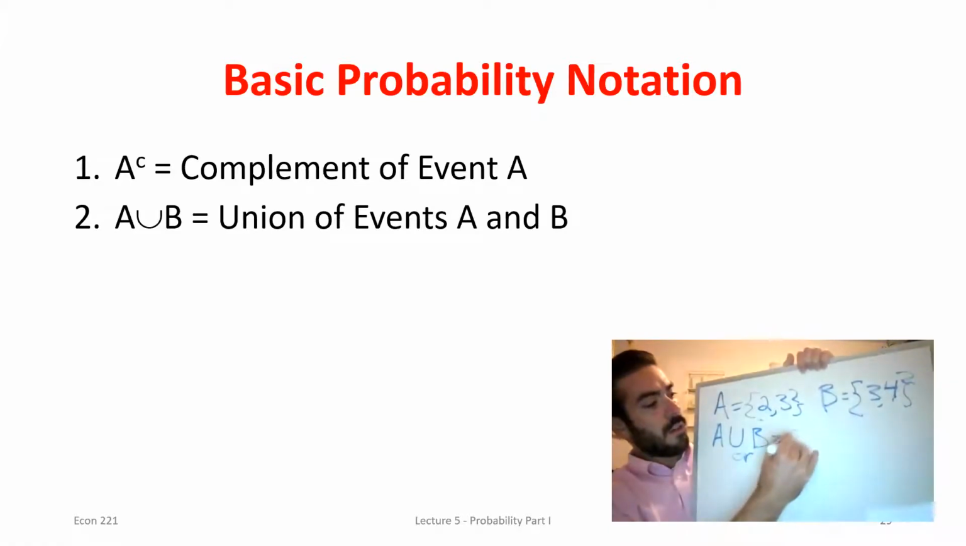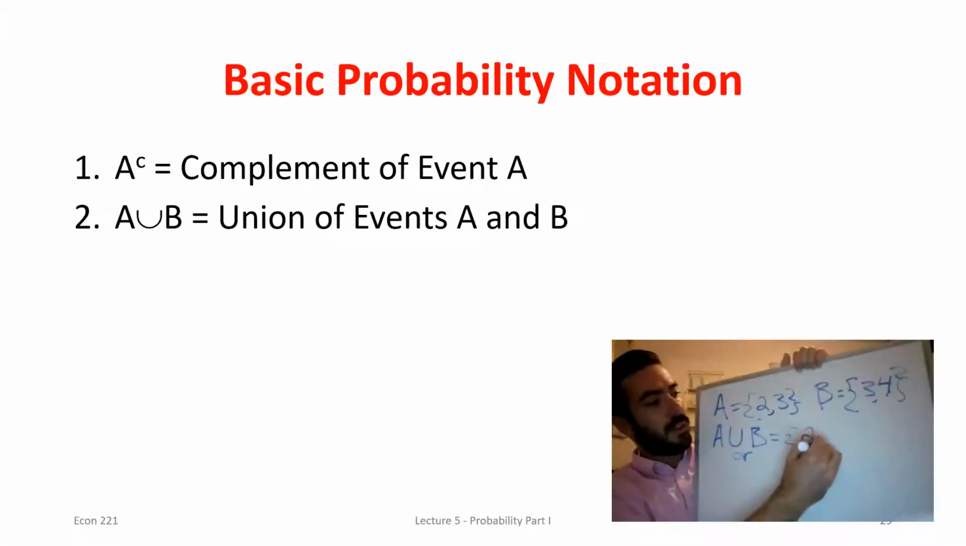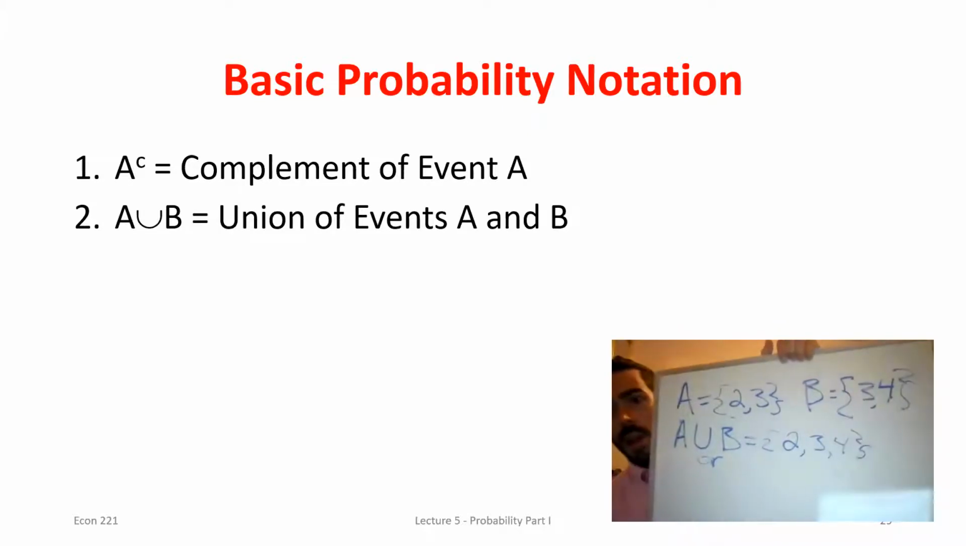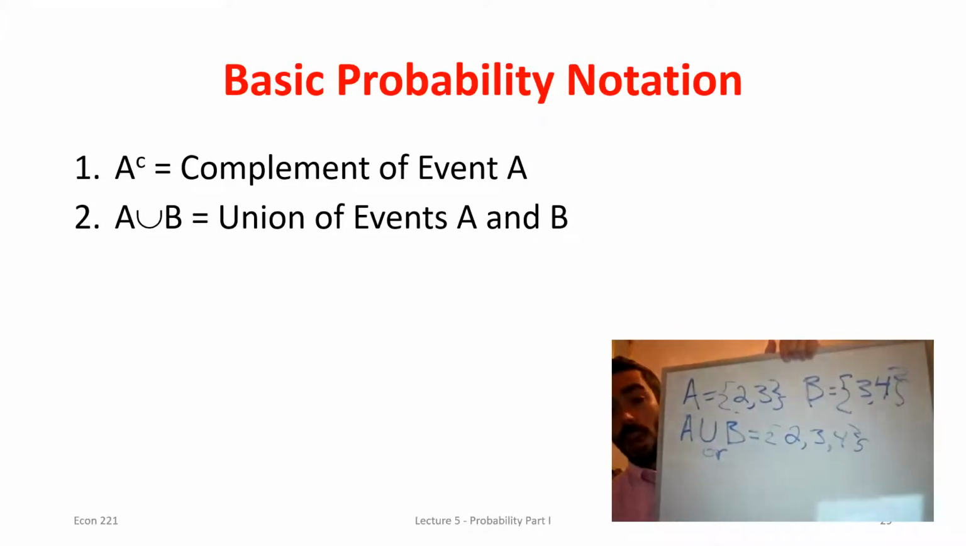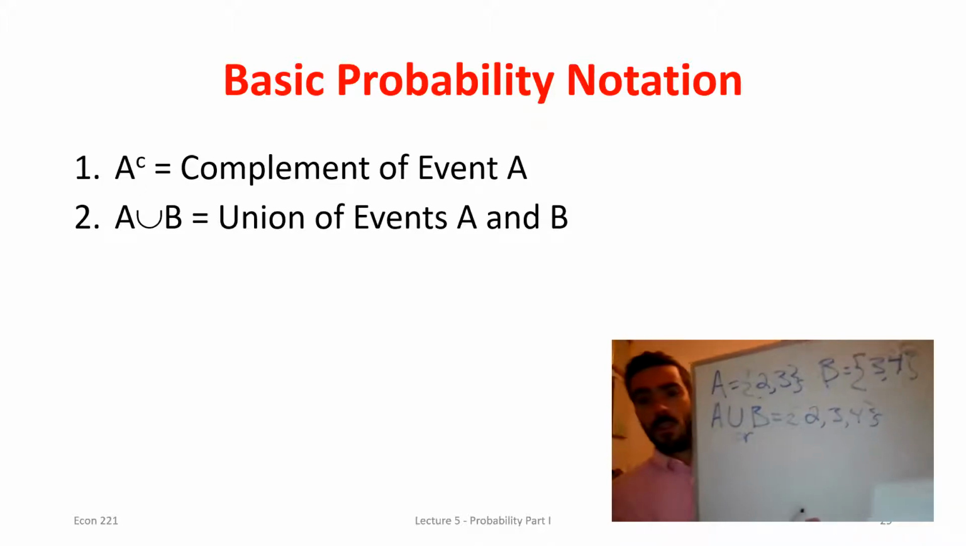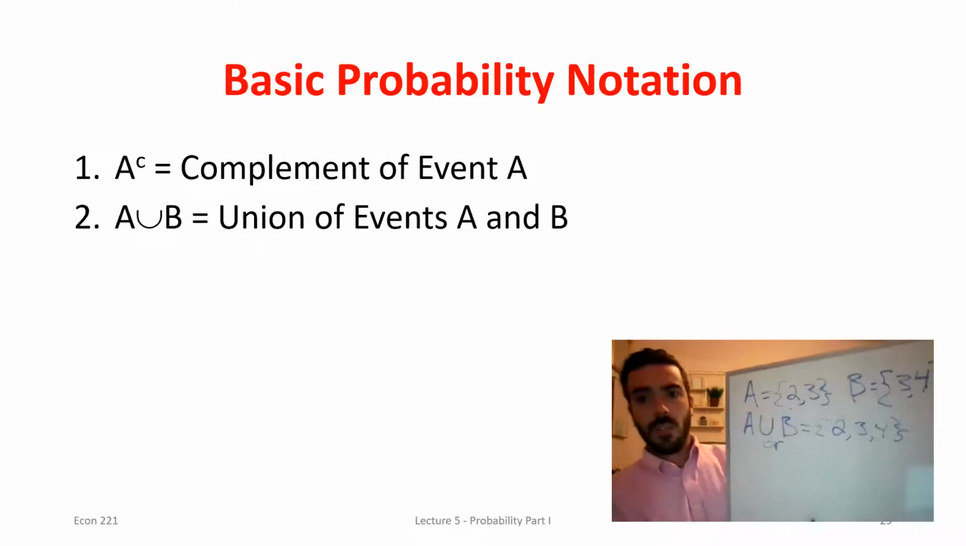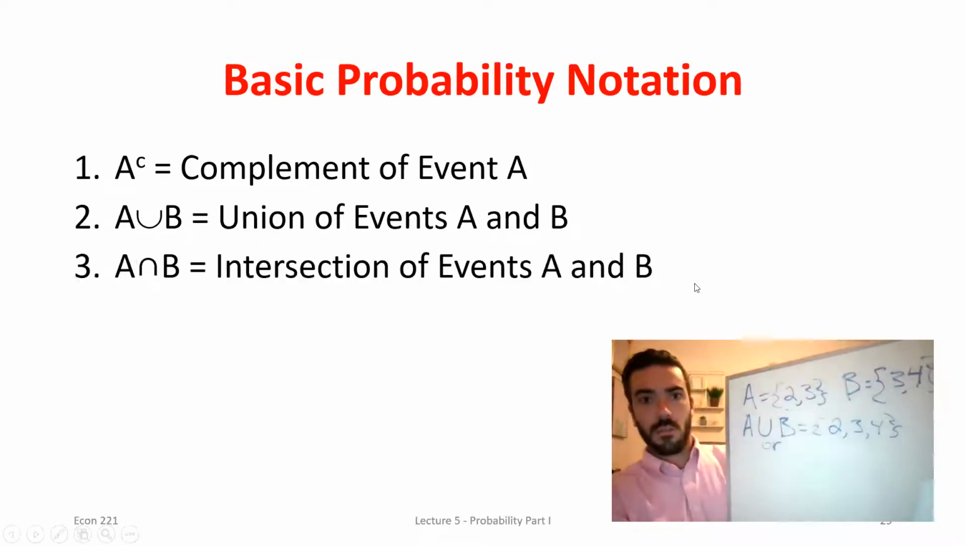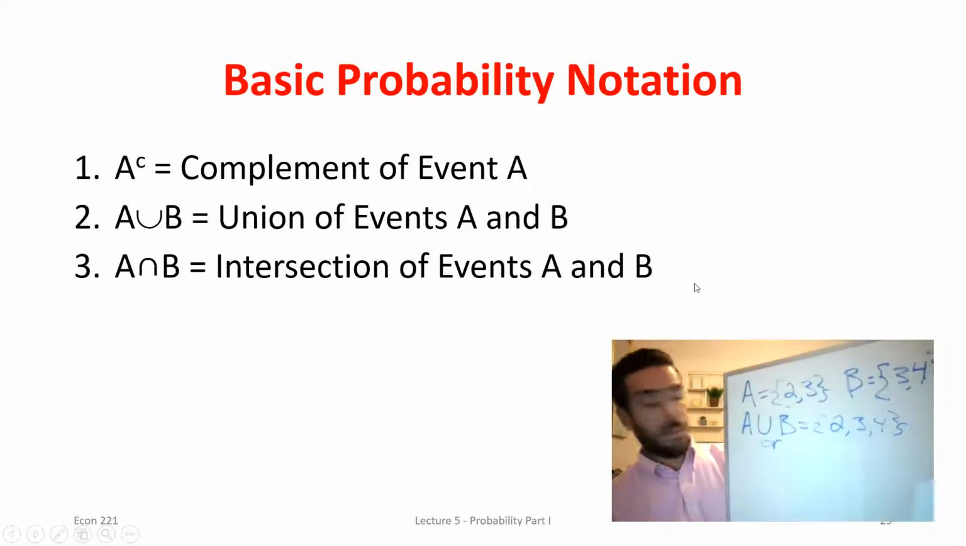So the union of those two events would be, I could see either a 2 or a 3 or a 4, and any of those values are in A or they're in B. They could be in both, that doesn't matter for the union, they just have to be in one of them. Right? Okay. It's a little bit different than when we go to the next thing, which is A intersection B.